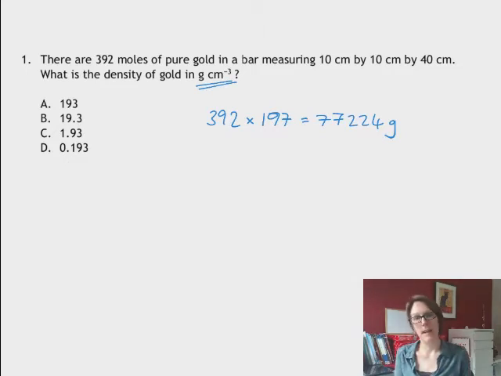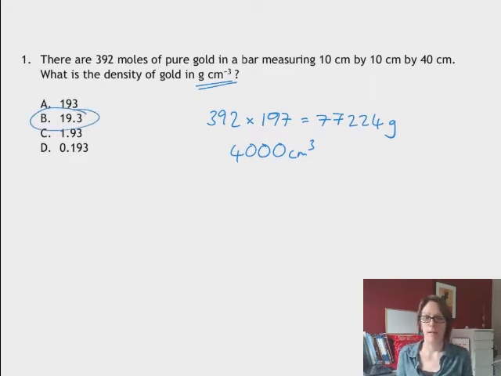Multiplying 10 by 10 by 40 will give me how many centimetre cubed, and that is 4,000 centimetres cubed. So I'm going to take those two numbers. I want grams per centimetre cubed, so I do mass in grams divided by centimetres cubed, and that's going to get me B, 19.3.